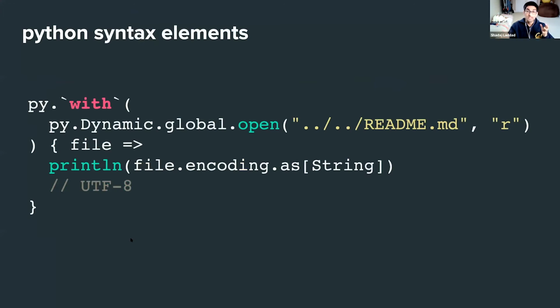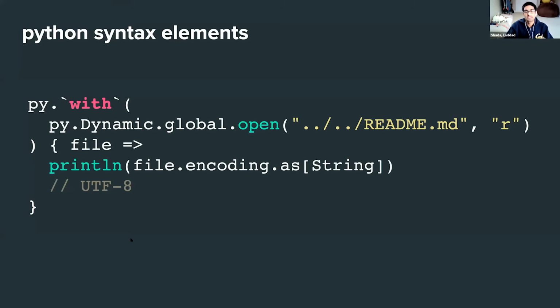Another thing that we need to bridge between Python and Scala are specific syntax elements that exist in Python but don't really have an equivalent in Scala. So for example, one of these is the with keyword. With lets you take a value and temporarily use it in a scope and free it afterwards. This is a common pattern used for files where you say, I want to open up the file, do some operations with it, and then release it afterwards.